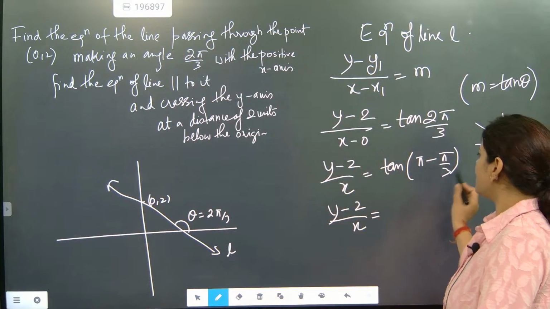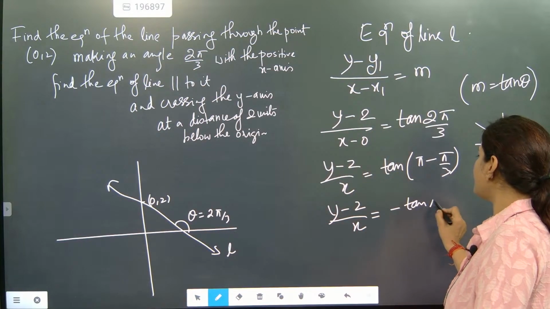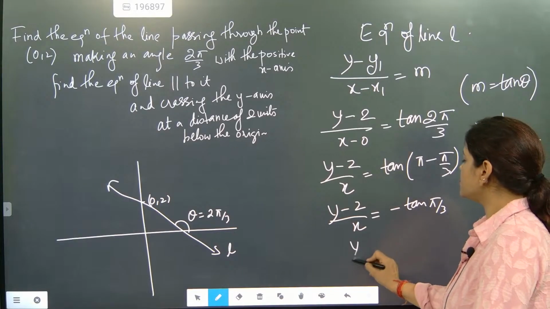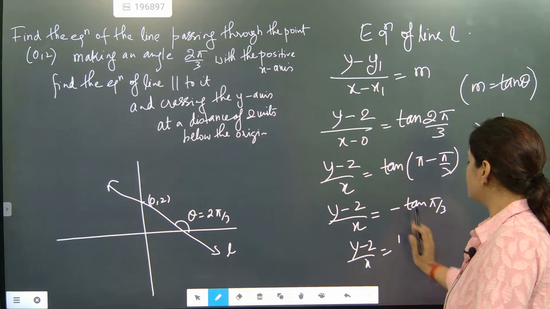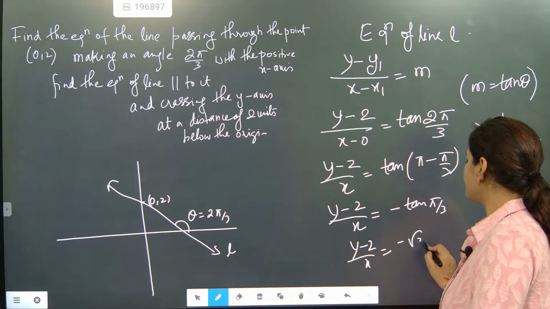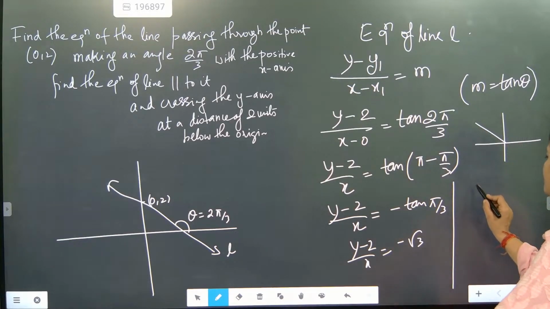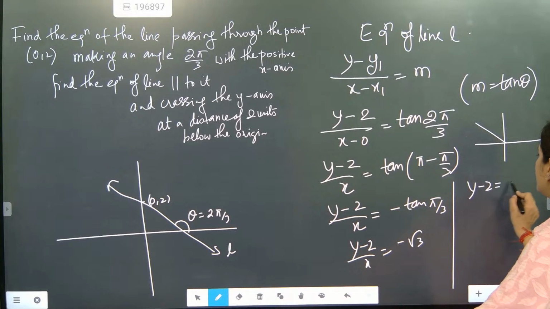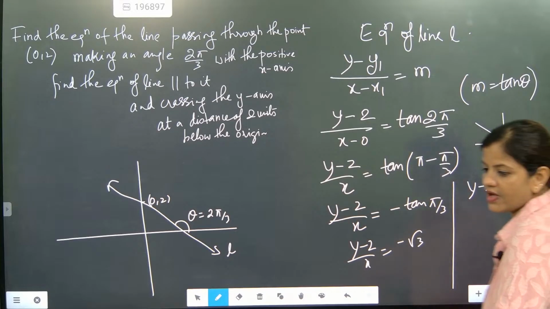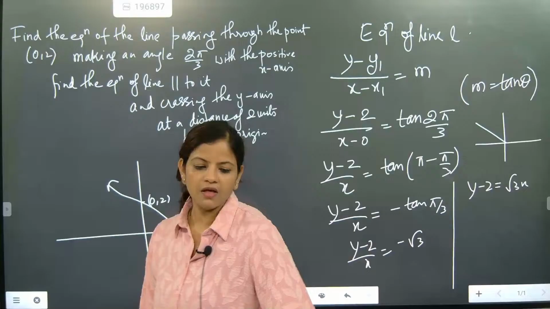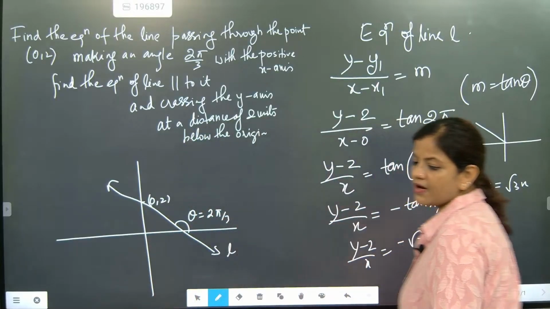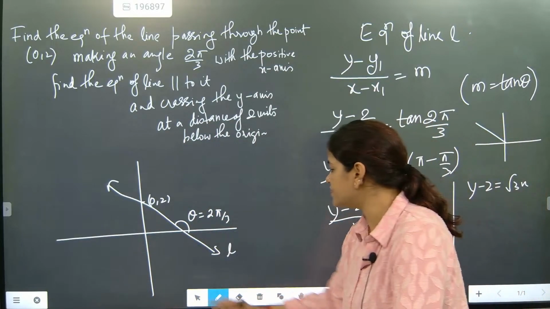Now look at 180, so it will become minus tan pi by 3, tan 60 degrees. So y minus 2 by x is equal to minus root 3. The tan 60 degree value is minus root 3. So the equation of the line will become y minus 2 is equal to root 3x. This part you got the equation. This is the equation of this line.